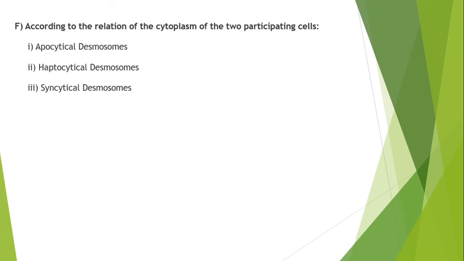Sorry, according to the relation of the cytoplasm of the two participating cells, there are three types: apocytical, haptocytical, and syncytial. In apocytical, the membrane has high electrical resistance and is not electrically coupled. In haptocytical, there is low electrical resistance and it is electrically coupled. And in syncytial desmosomes, there is no membrane between the two cells. Got it? So revise once again.